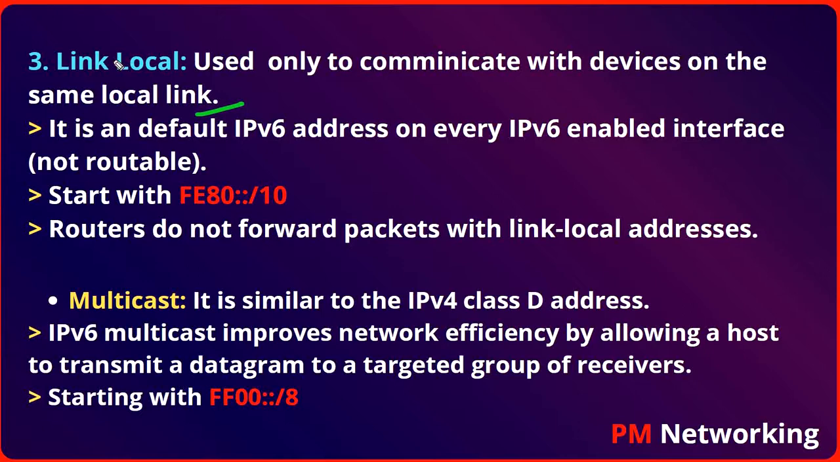So why will a device calculate a link local address automatically? To communicate in LAN, in a local area network, in the same network, right? It is a default IPv6 address on every IPv6 enabled interface, but again it is not routable. This address is used to communicate in local area networks, though this IP address is not routable on the internet. And the range will be FE80::/10, so the IP address will start from here.